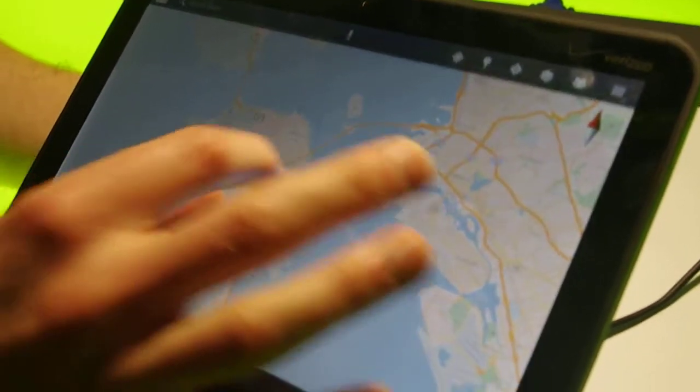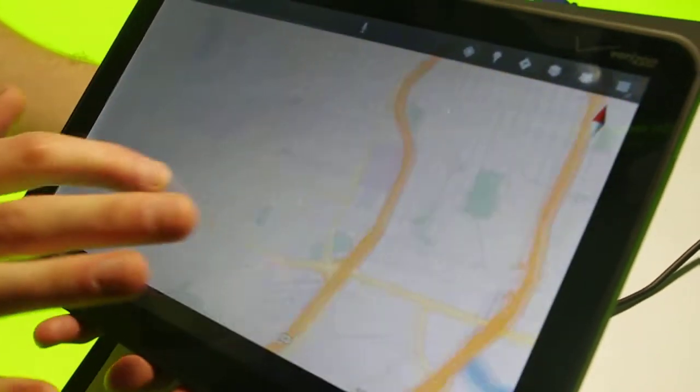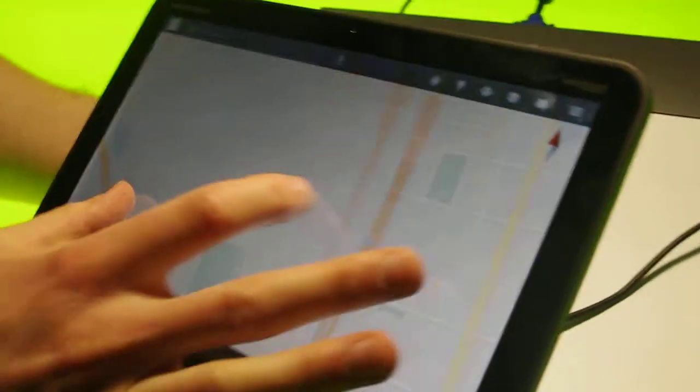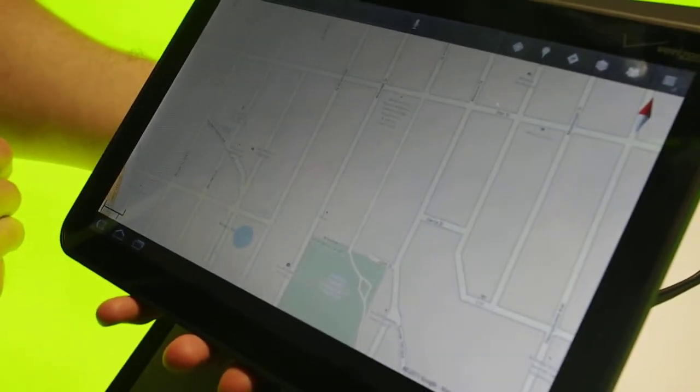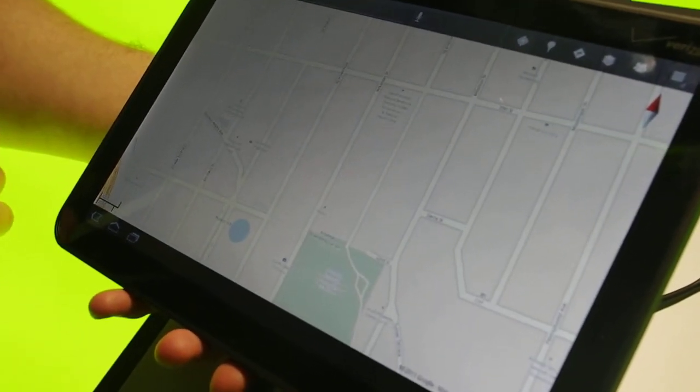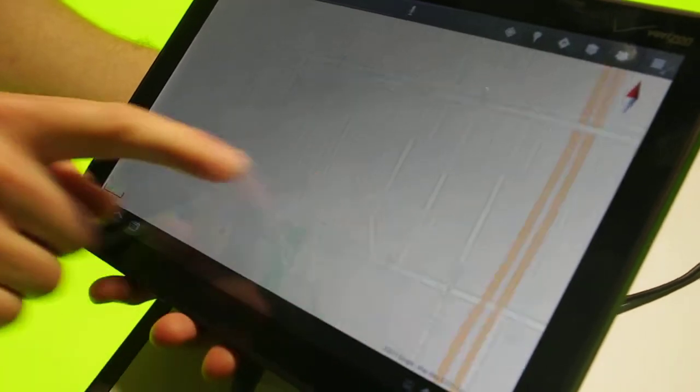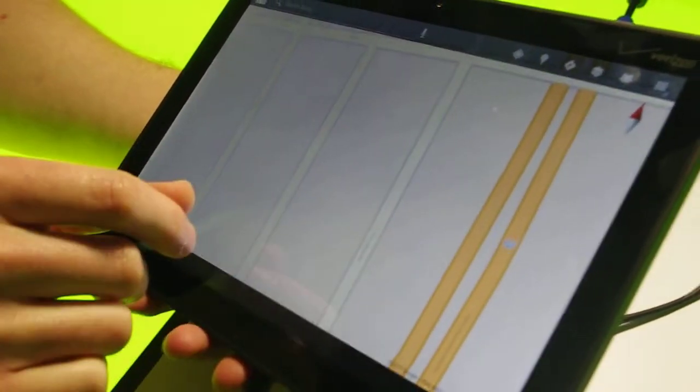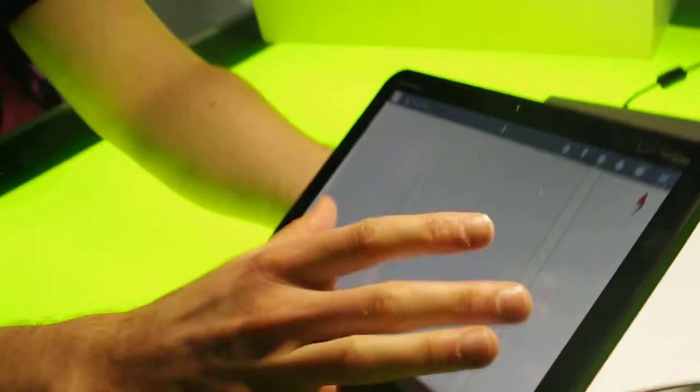Spin around, go in, and so we're at a flat perspective here. We'll get the buildings to pop in a second, I think. And then... Right.